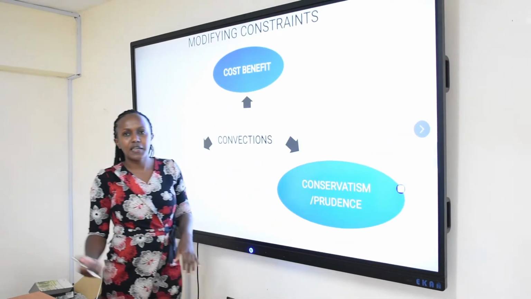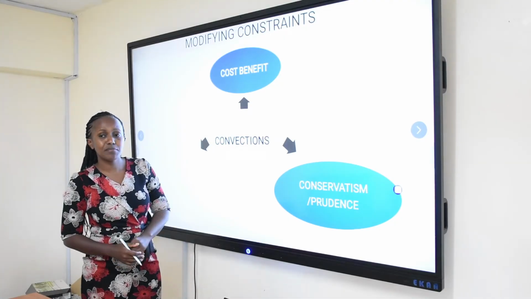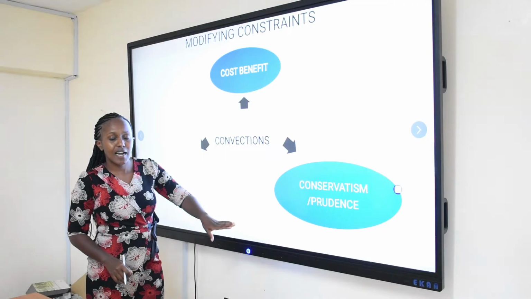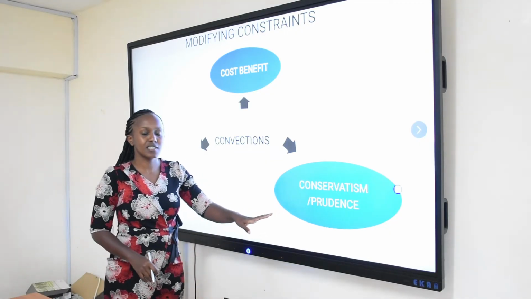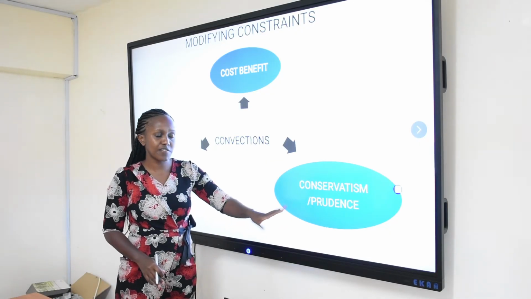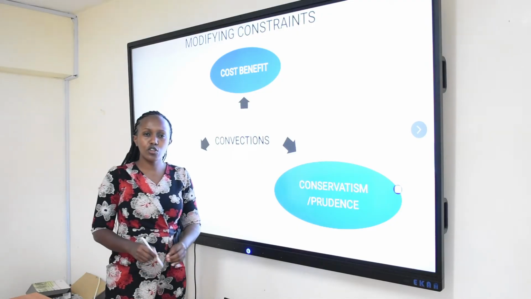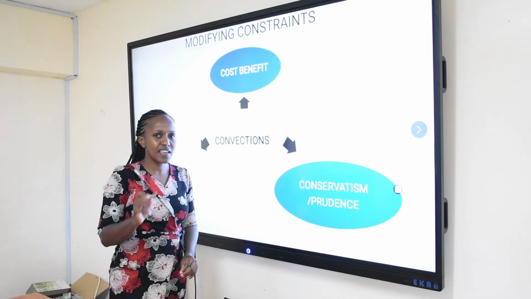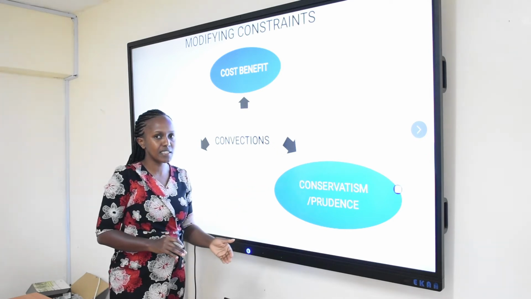The next one is conservatism or prudence. This one requires that accountants are prudent or conservative to ensure they do not overstate the worth of the assets, neither should they understate the liabilities.